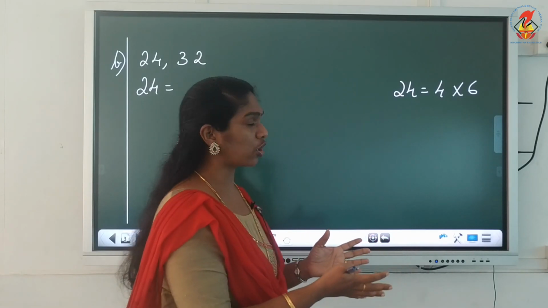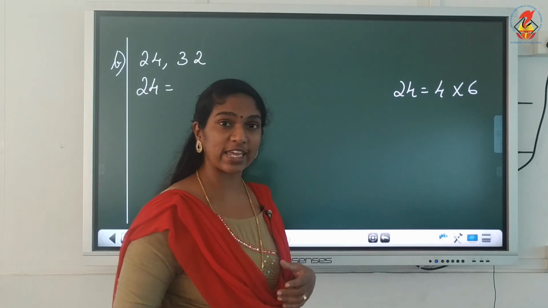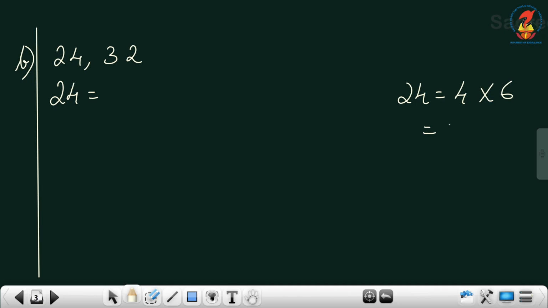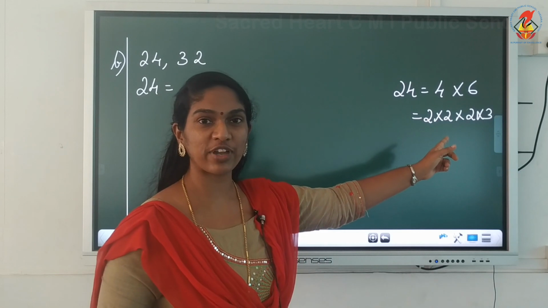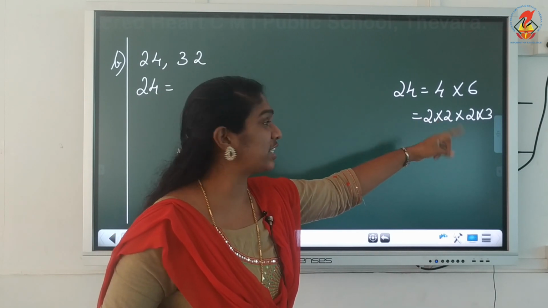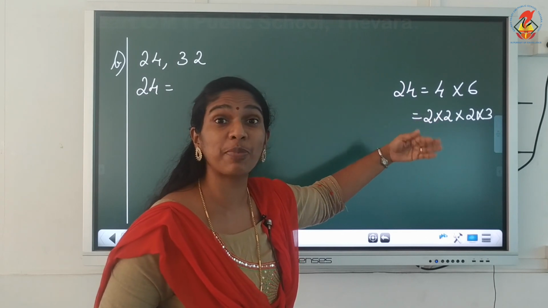You do it in the working column. But this 4 again I can split it, right? How can I write 4? 4 can be written as 2 into 2. 6 can be written as 2 into 3. Now did I get my prime factors? For 24 I got my prime factors. So till I get prime factors I have to keep splitting.